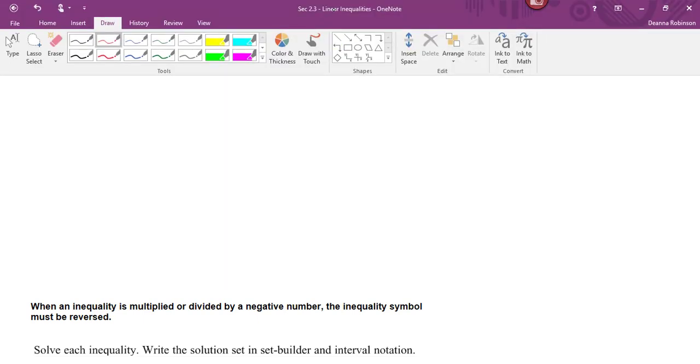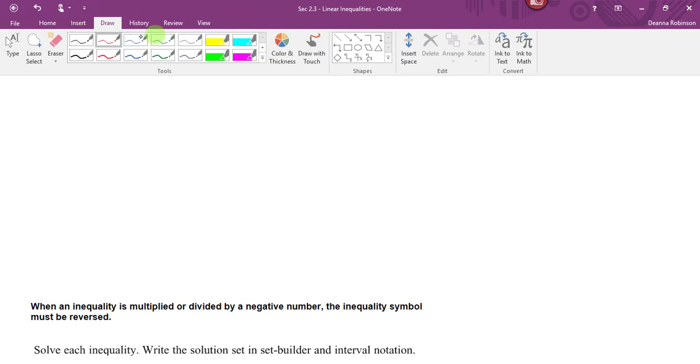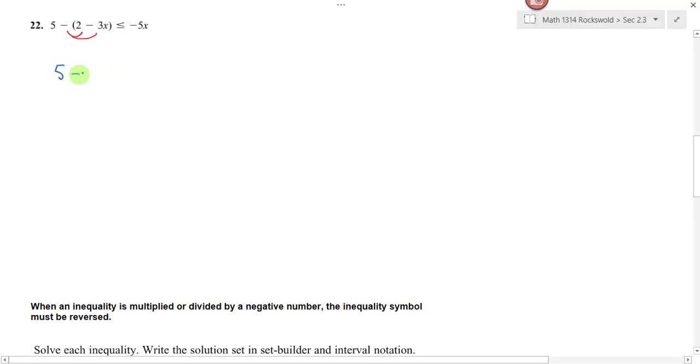What's the first thing I need to do here? Distribute the negative, and when I distribute the negative, that's going to give me 5 minus 2 plus 3x is less than or equal to negative 5x. Now I said when you're solving inequalities you always want to put your variable on the left so that the inequality points in the direction of your answer. So I want to put my x's on the left and my numbers on the right.